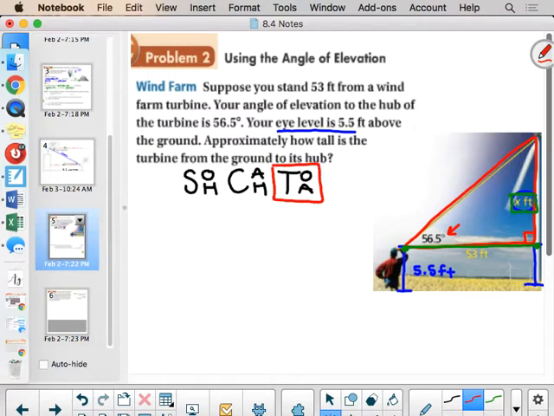So now I need to create my tangent equation. All right, so we have tangent of some angle is equal to an opposite over an adjacent. Well, the angle at hand in this particular problem is going to be my 56.5 degrees, okay? Because this is my angle of elevation. So then, opposite of 56.5 degrees is going to be x. Adjacent to the 56.5 degree angle will be 53. And now, all I need to do is solve for x.